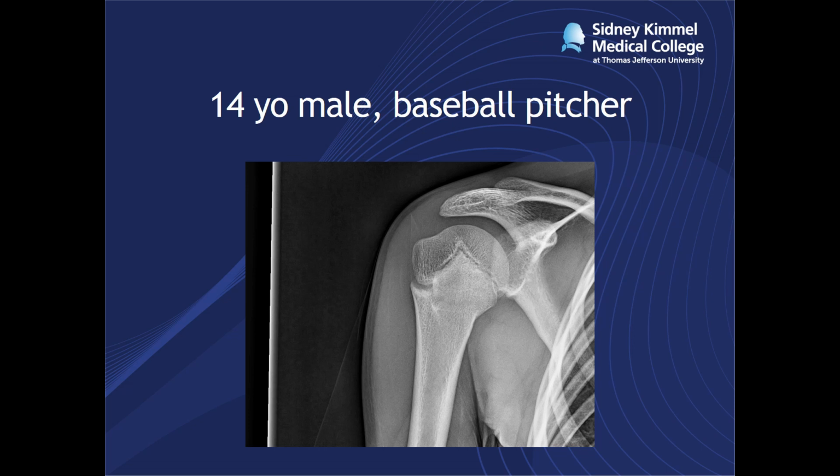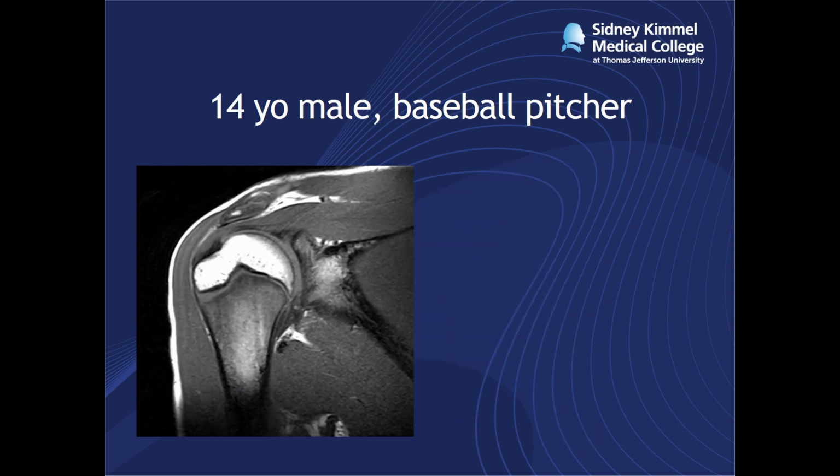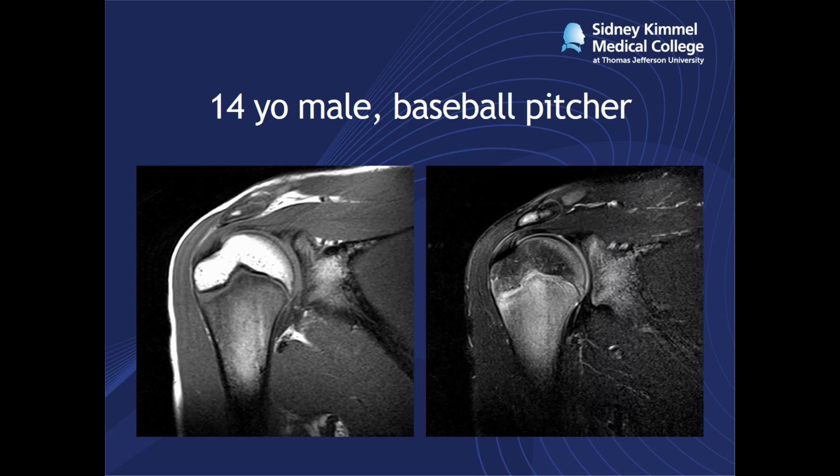Mild irregularity of the physis can be within normal variation. It might be helpful in certain cases to obtain a radiograph of the contralateral shoulder just to compare side by side and see if there's a difference. This patient did go on to MR imaging, and here we have a coronal T1 image showing mild widening of the lateral physis, and then our fluid-sensitive coronal sequence showing some associated bone marrow edema.